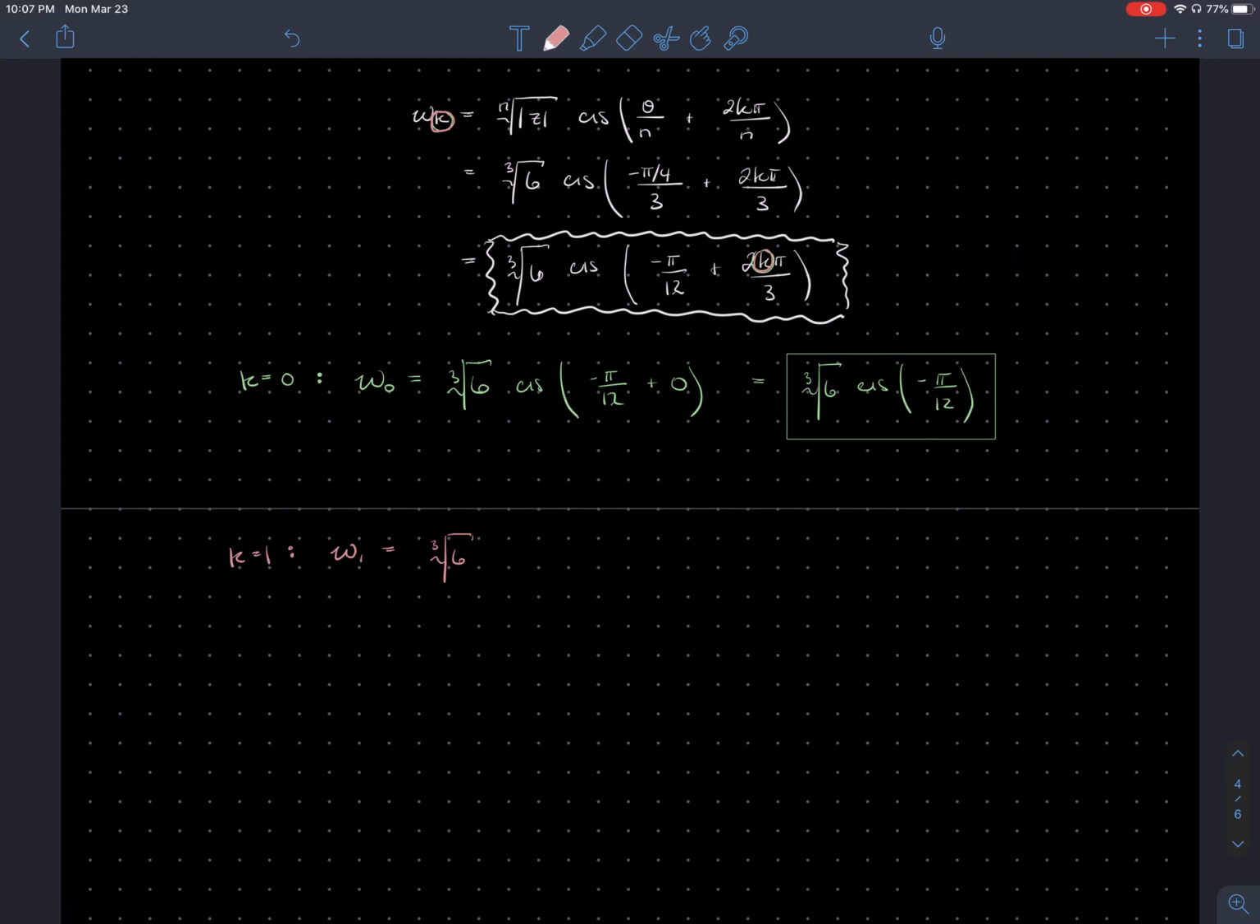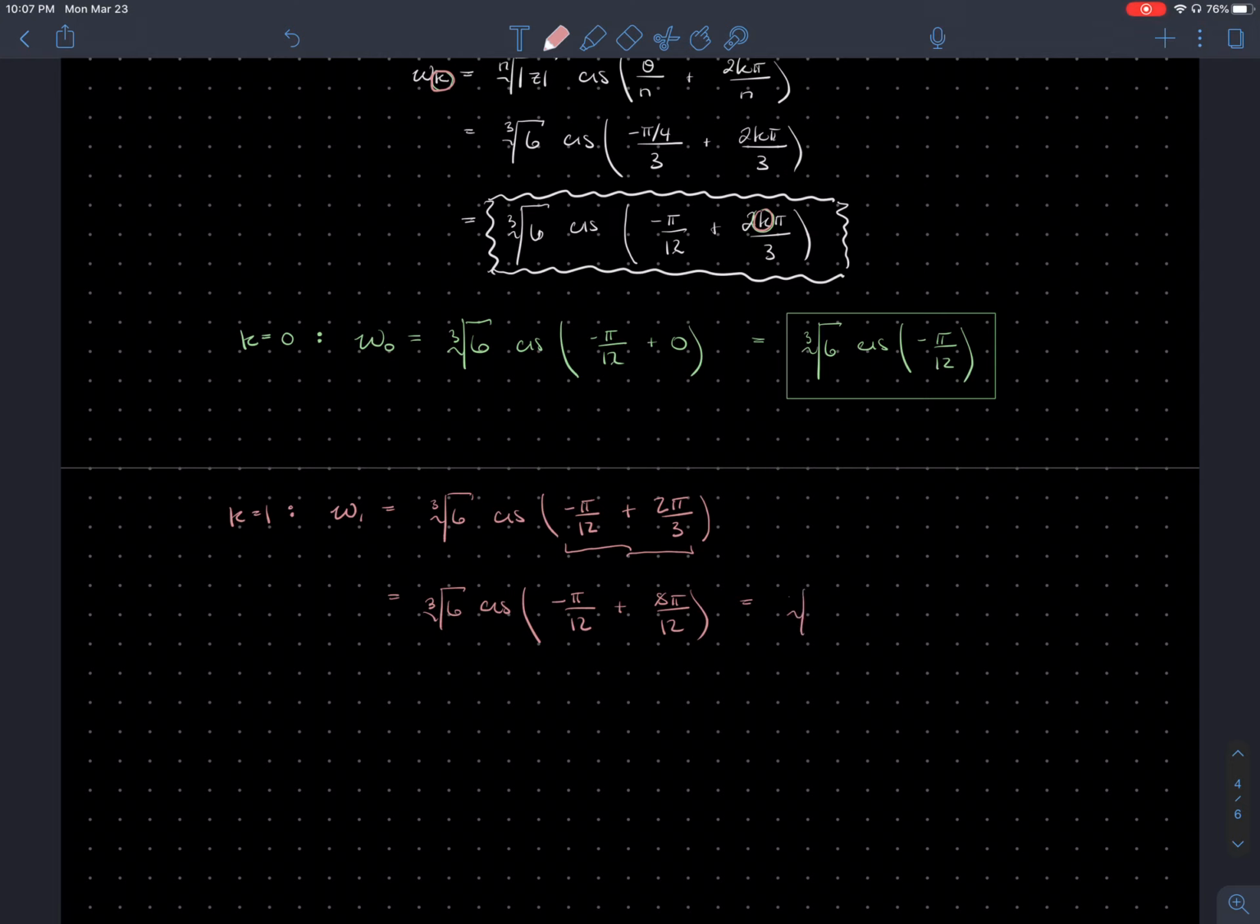roots. So we're going to have cube root of 6 times CIS of negative pi 12ths plus 2 pi thirds, right? Because 2 times 1 times pi gives us 2 pi in the numerator divided by 3. Okay, now we need to simplify this, so we can say that this is cube root of 6 CIS of, we want a common denominator, so negative pi 12ths plus 8 pi 12ths. And so we are going to end up with cube root of 6 CIS of 7 pi 12ths.